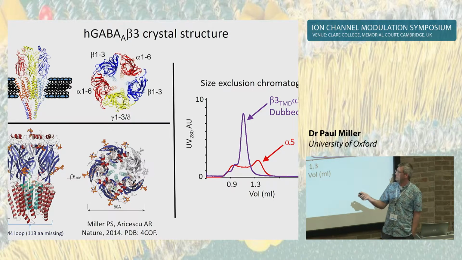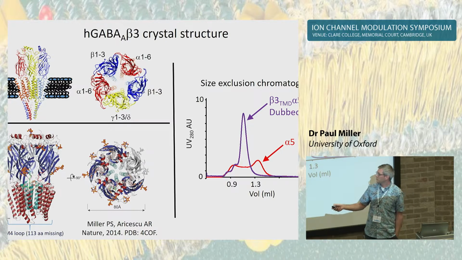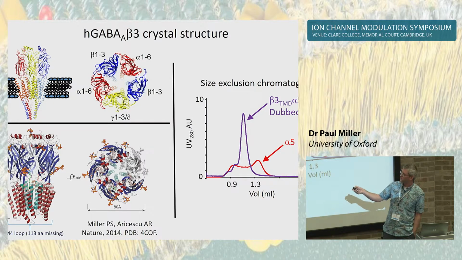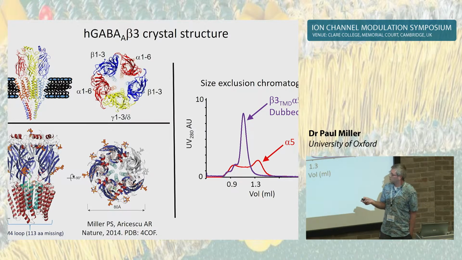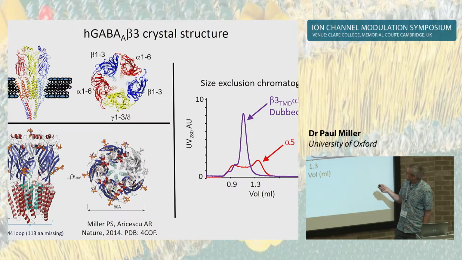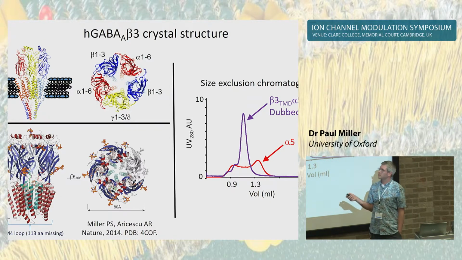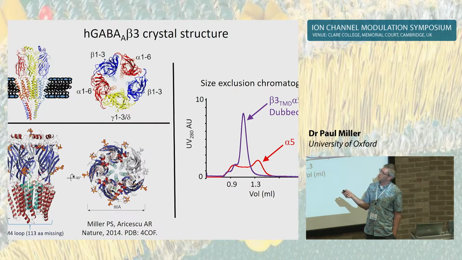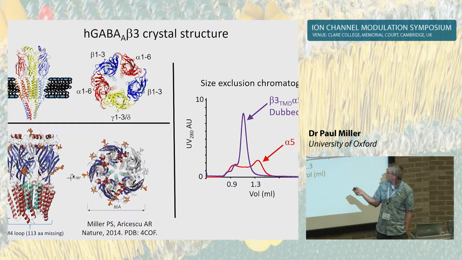But a few years ago, we managed to solve a simplified homomeric protein, which was beta-3 homomer, based on 5 beta-3 subunits. That was missing the intracellular loop, but maintaining the transmembrane domain and the extracellular domain, which is sufficient for most of the basic pharmacology of these receptors. Obviously this gave us some insight into the structure of these receptors, but we wanted to learn more. So one of the things we tried was expressing alpha subunits as homomeric receptors.